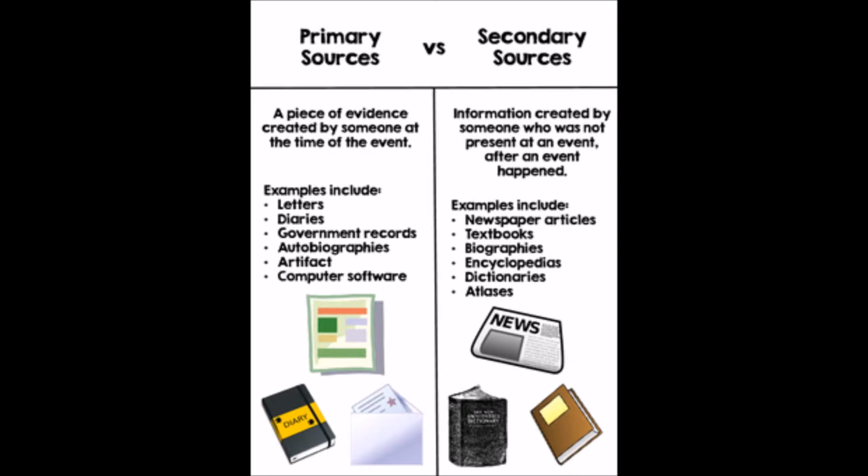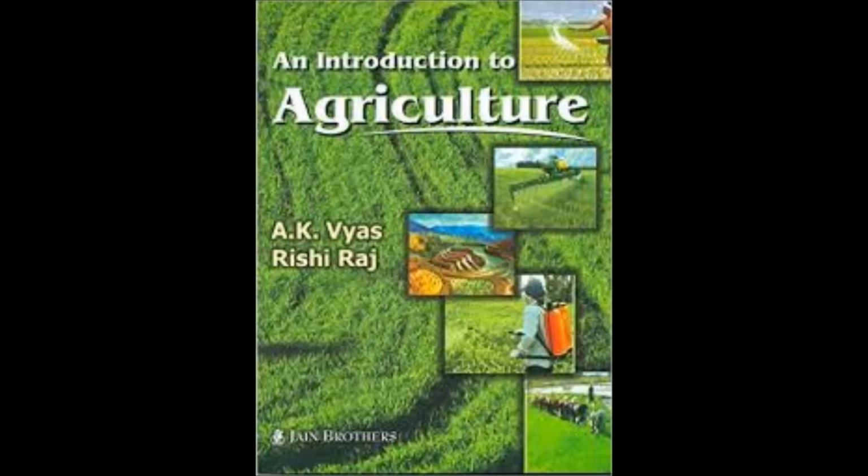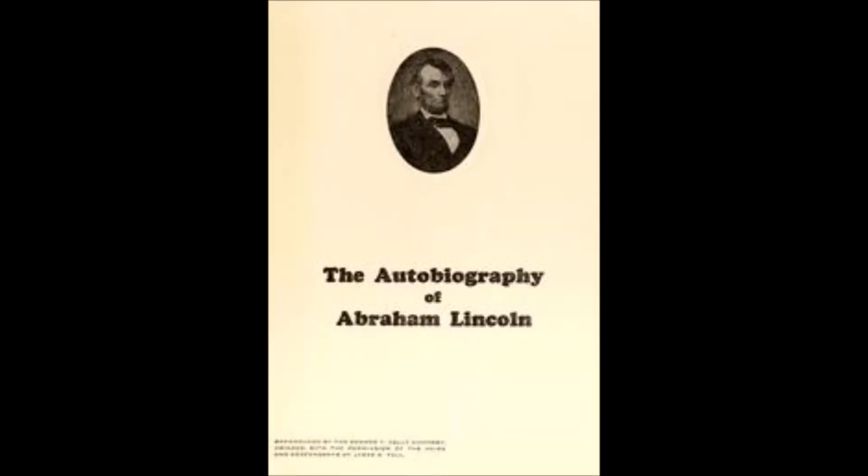Examples of primary sources: books. For example, books can be primary and secondary sources. And one example of a primary source can be speeches and autobiographies of historical people.